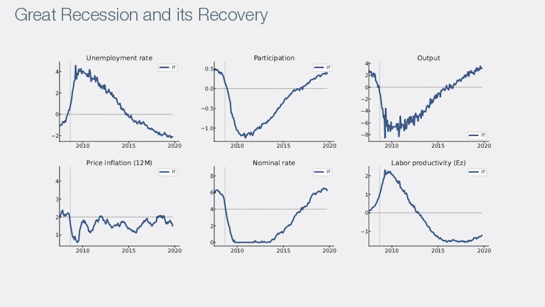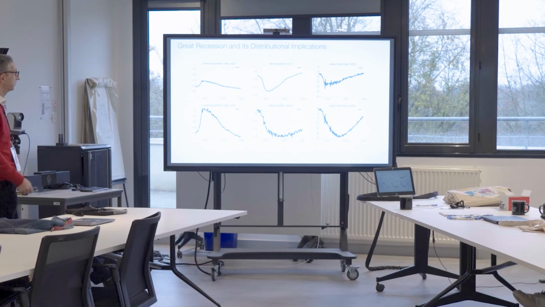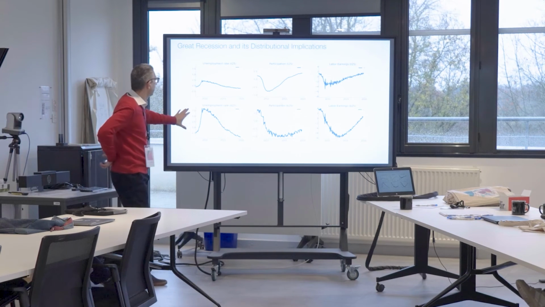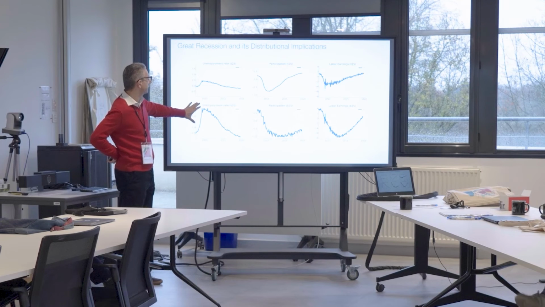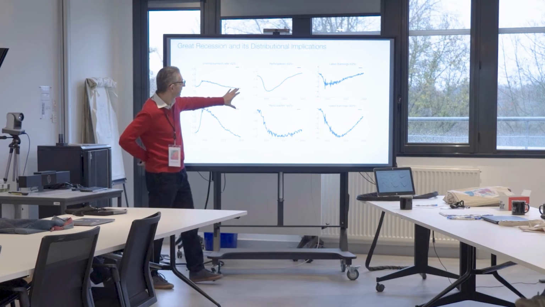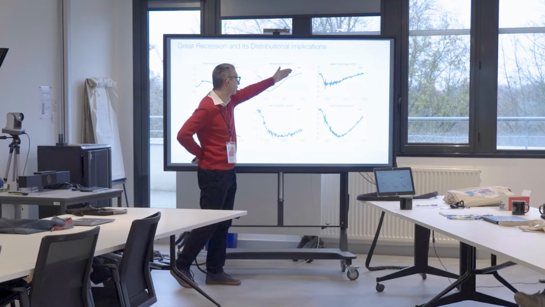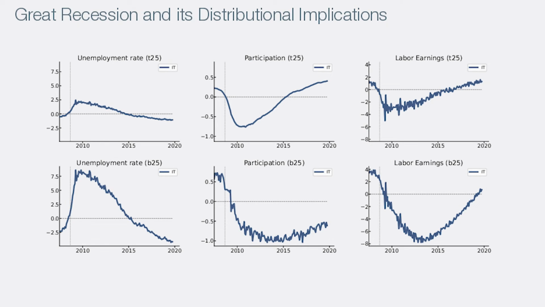Okay. So what happens? These are the outcomes at the top and the bottom of the distribution implied by the model. You see clearly much bigger unemployment fluctuations at the bottom. You see that while participation had recovered, more than recovered by 2020, participation at the bottom was still lagging.